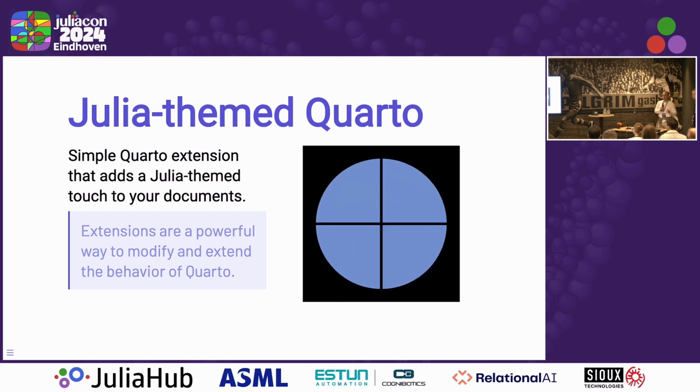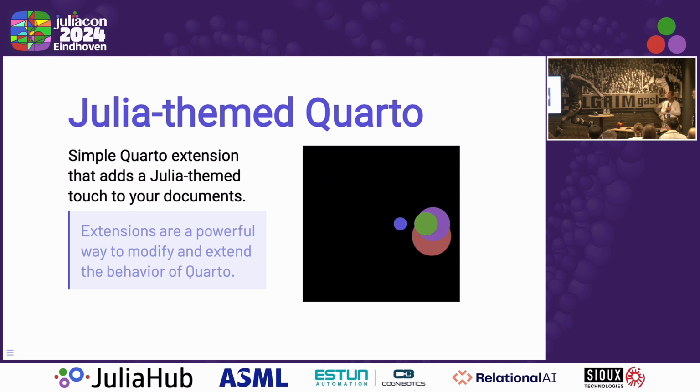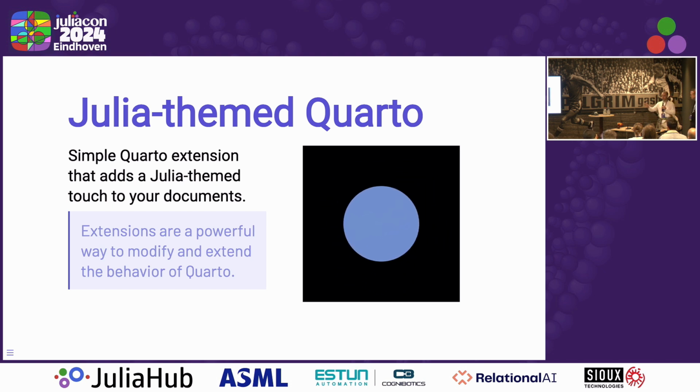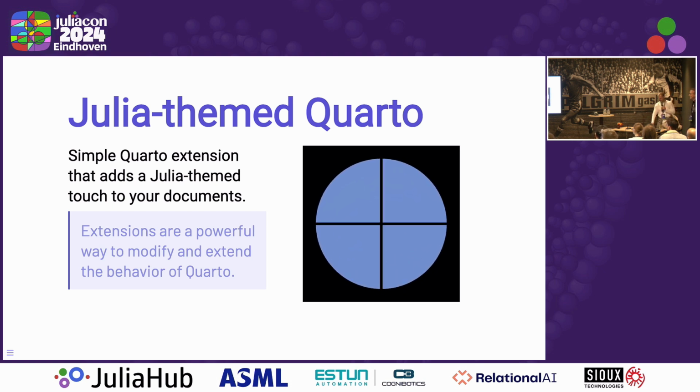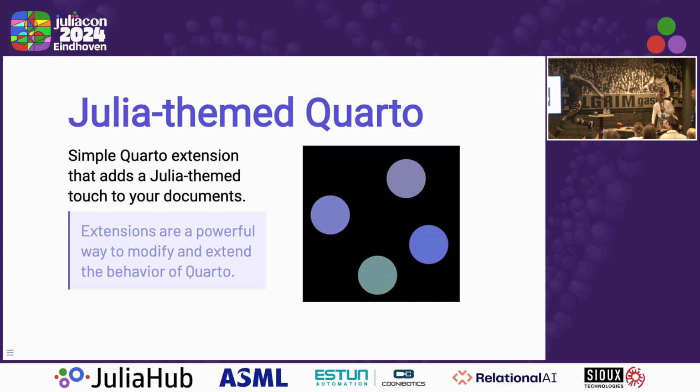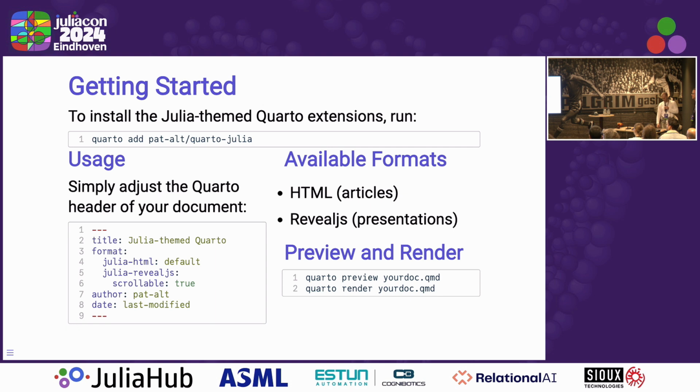This is all open source, so you can download it and get started. As you may have noticed, there's already some Julia colors here in the slides. So we're actually using the extension to produce these slides. It's very easy to use extensions in Quarto.